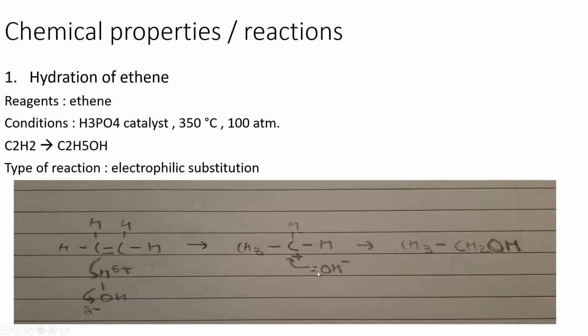The OH minus ion has a lone pair, which will form a bond. So we draw an arrow from the lone pair to the positively charged carbon on the carbocation, which will produce CH3CH2OH. I hope you understand this. If you have issues with previous chapters, for example alkenes, you could go and rewatch that chapter or read through the textbook one more time.